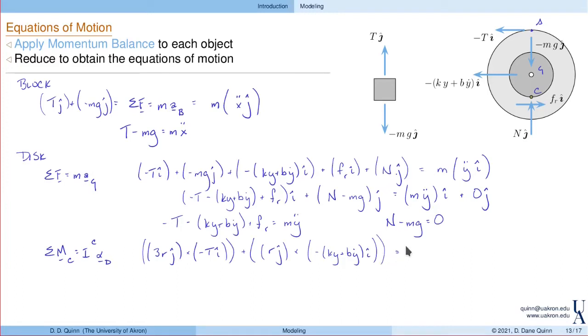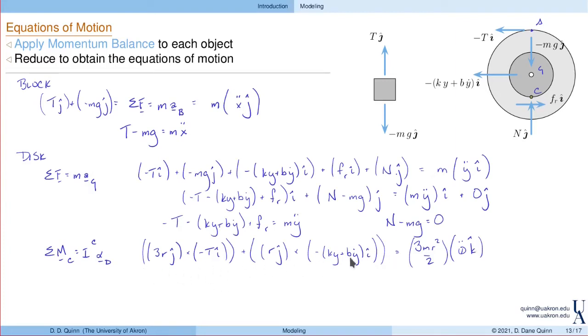That's got to be equal to the moment of inertia about C. Well, this disk, and again, this outer hub is massless, so really we just have this disk. The moment of inertia about the contact point is 3 mr squared over 2 times the angular acceleration, which is theta double dot, in the k direction.